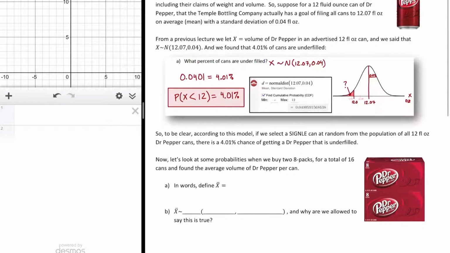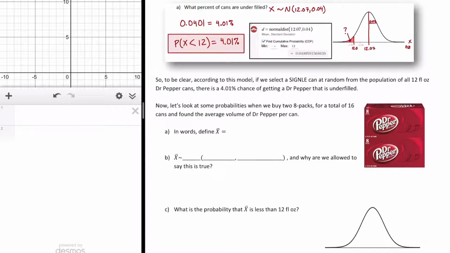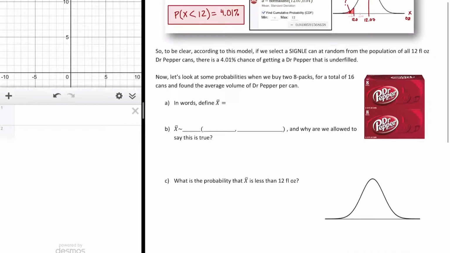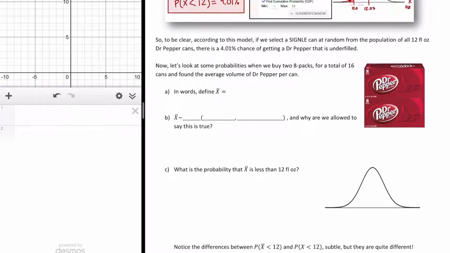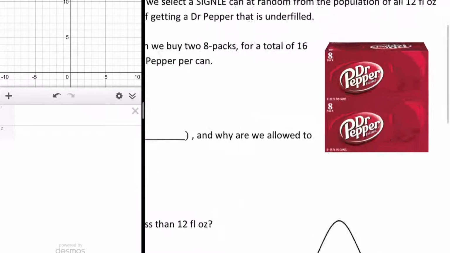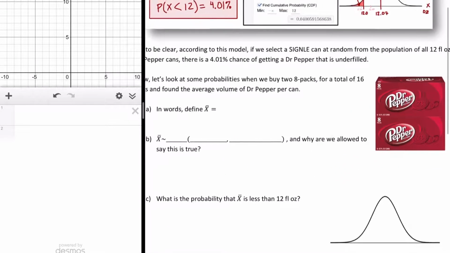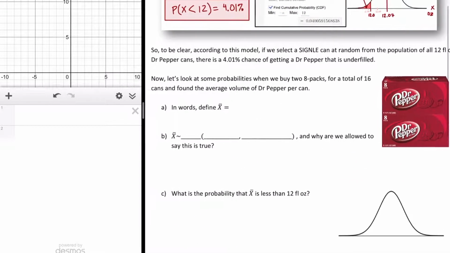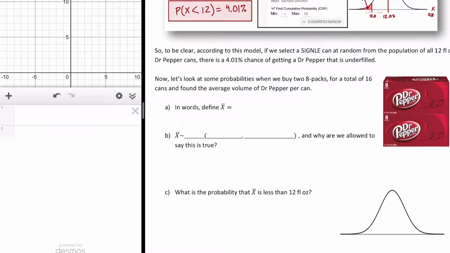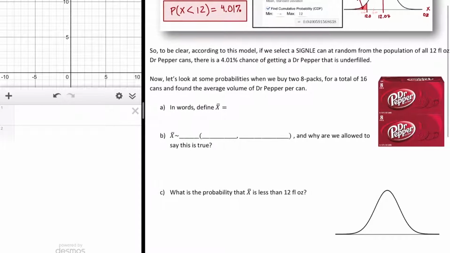We're going to change this just slightly. Now we're going to look at some probabilities where we buy two 8-packs. Yes, 8-packs do exist. So that's a total of 16 cans, and we're going to find the average volume of Dr. Pepper cans. So let's do that.